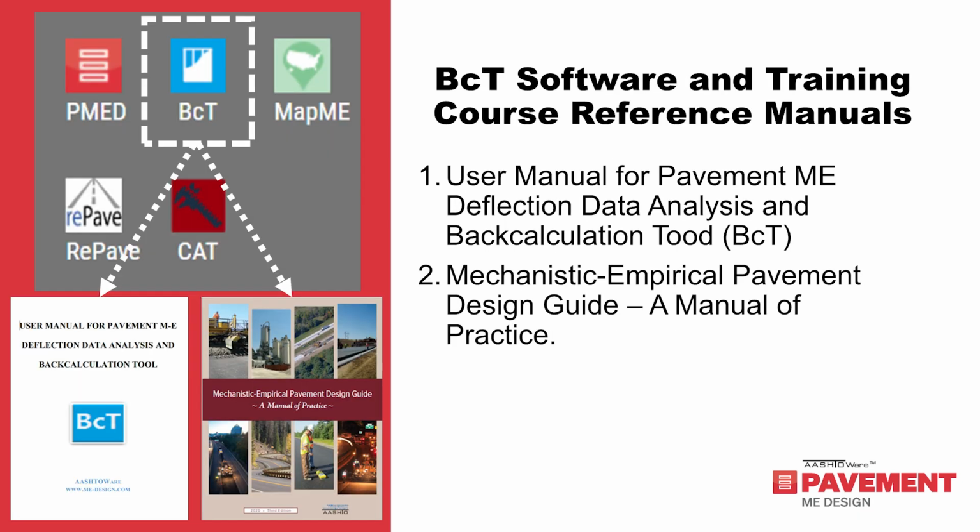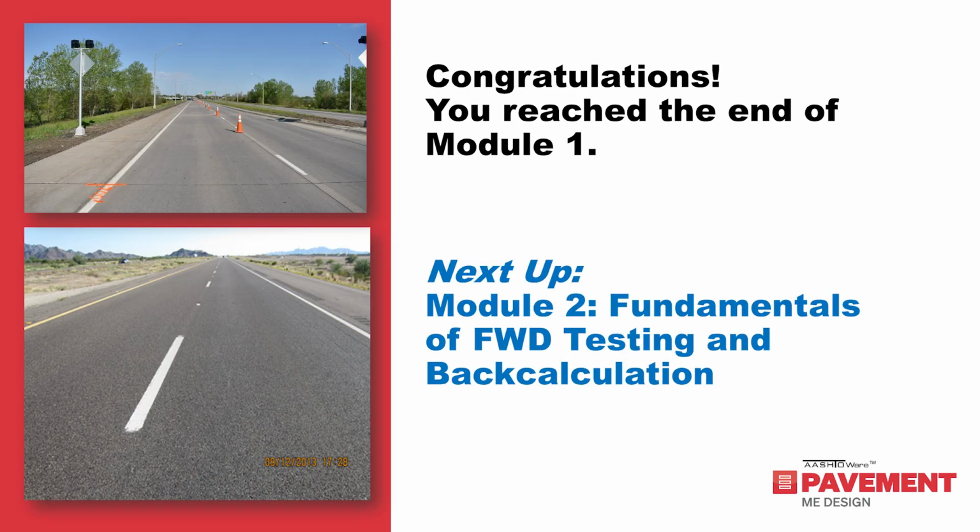The 2 primary reference manuals for this course are the Back Calculation Tool, or BcT, known as the BcT User Manual, and the MEPDG Manual of Practice, which is also known as the MEPDG MOP. A third document to serve as a reference for the training course and software is the Help Manual for the BcT, which comes with the software. The Help Manual will be identified during the example or demonstration of the BcT software itself toward the end of Module 4. This concludes Module 1, the Introduction to the Training Course.